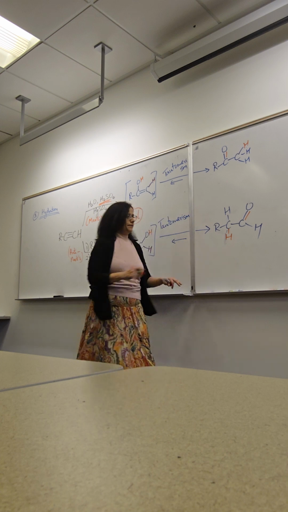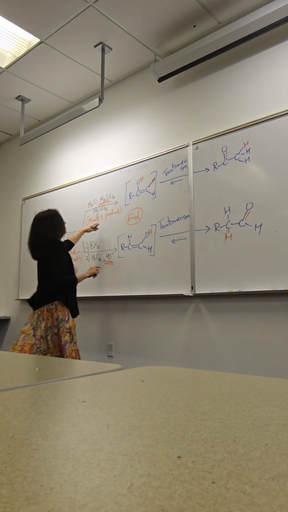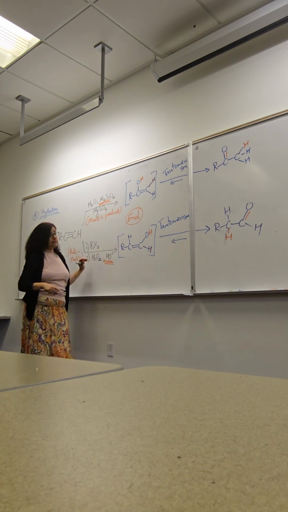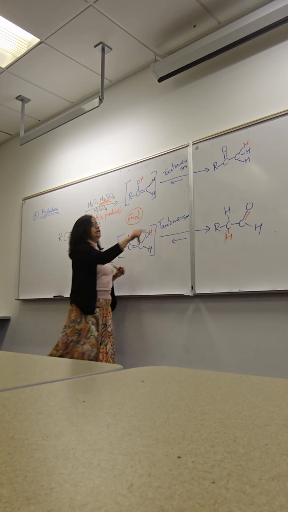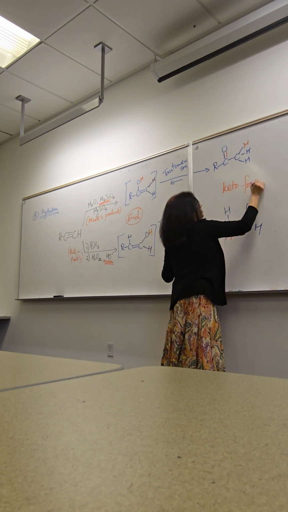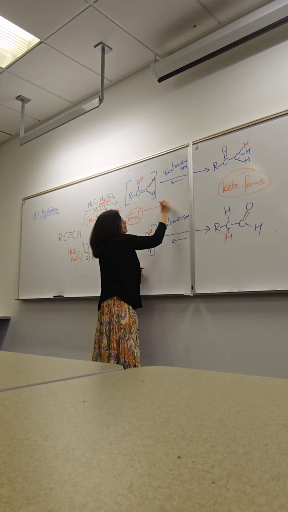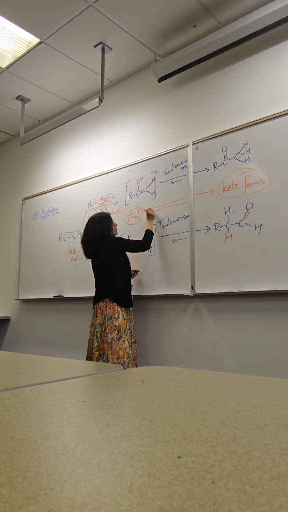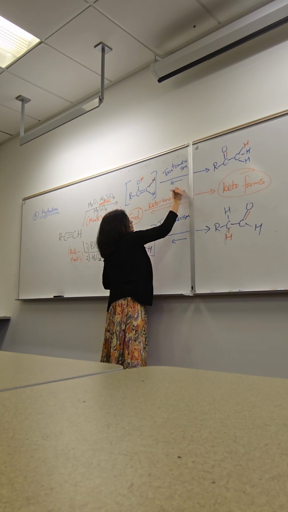It becomes an aldehyde. The Markovnikov enol becomes a ketone. The anti-Markovnikov enol becomes an aldehyde. These are called the keto forms. So the enol form becomes a keto form. Therefore, this equilibrium is called keto-enol tautomerism.